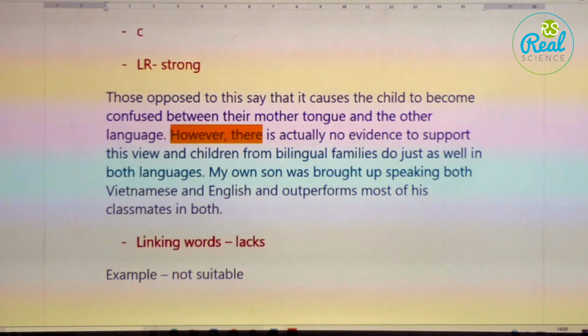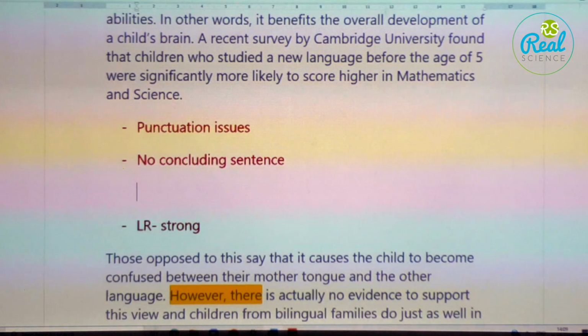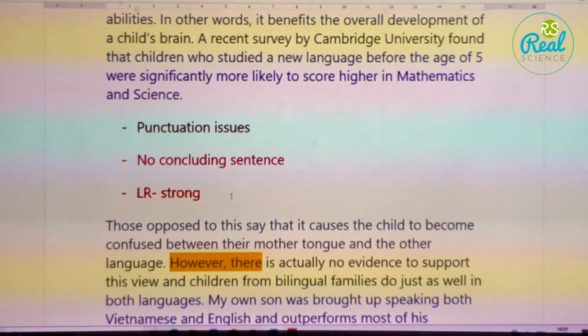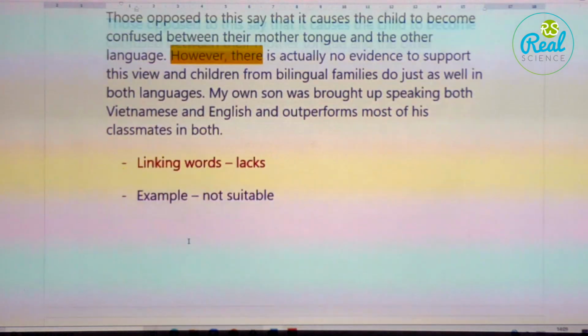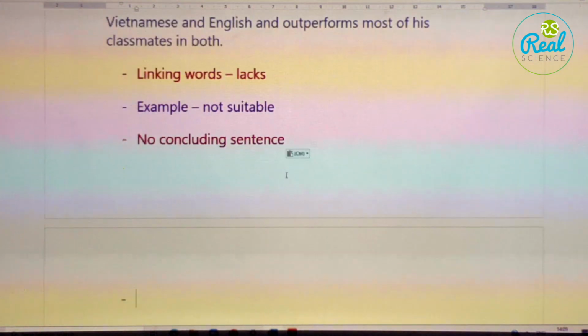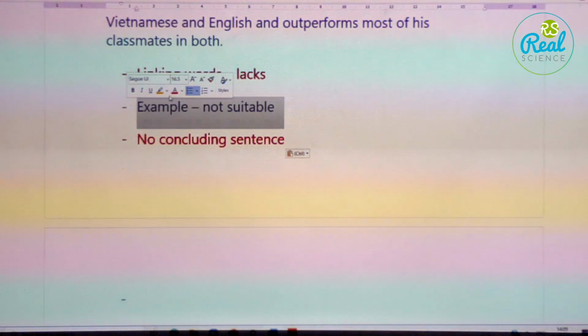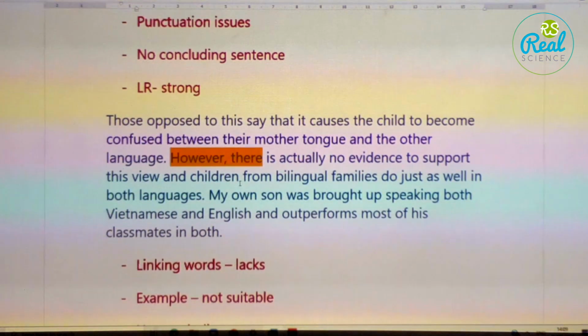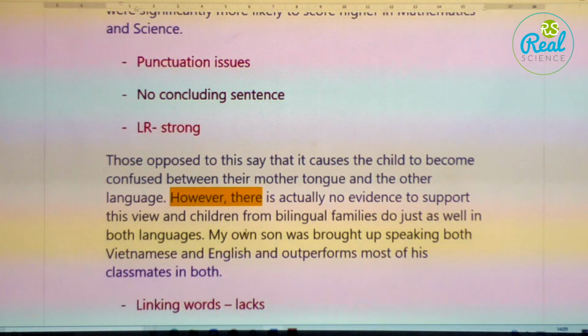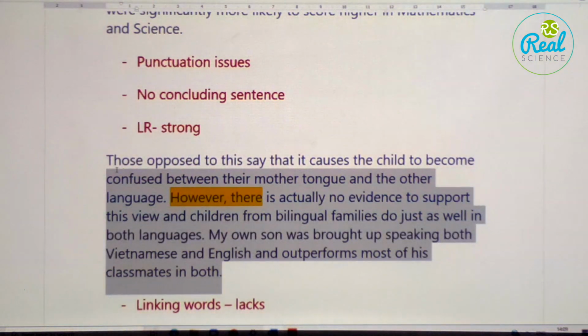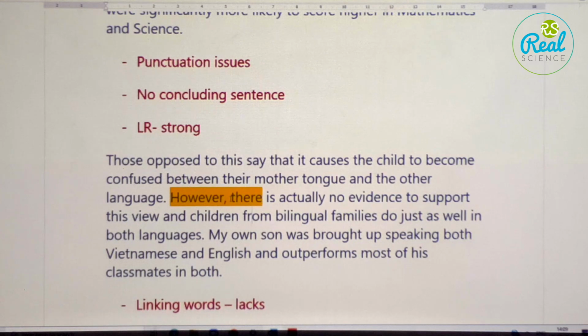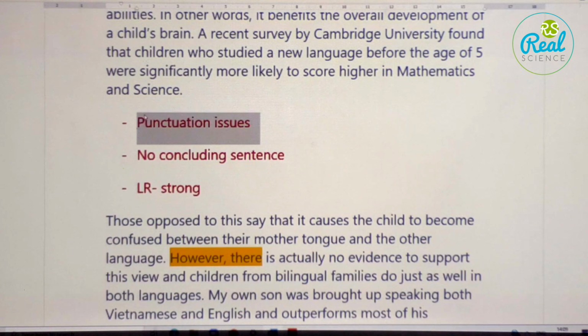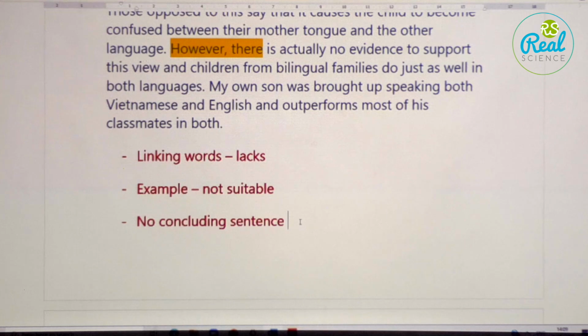The example is not suitable. You cannot give your family, yourself, a personal example; it is not allowed. So the example is not suitable here. And again, no concluding sentence. Also punctuation issues. The whole paragraph has not a single comma except after however, because it's a rule. After however, you must put it.